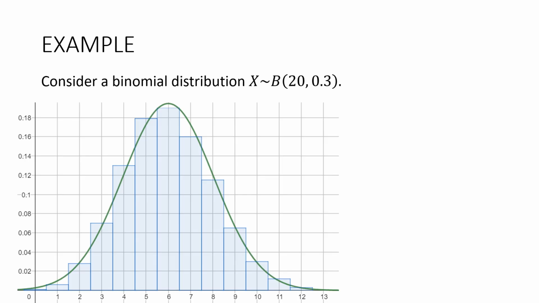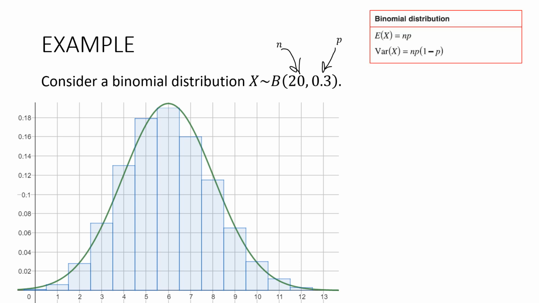So let's consider a binomial distribution X. It is binomially distributed, number of trials is 20, probability of success is 0.3. And we can see how we have got discrete data here being approximated by a smooth curve. And we would like to know what the mean and standard deviation of that curve is. Now, fortunately, on our reference sheet, we're given the mean and variance of a binomial distribution. So we can use those formulas to calculate them.